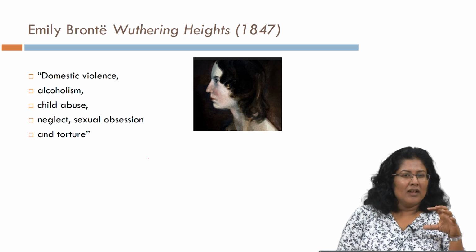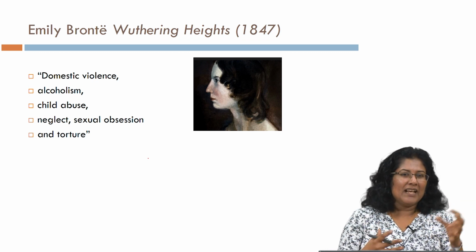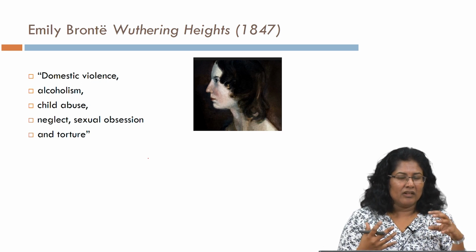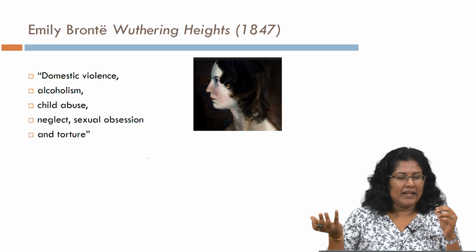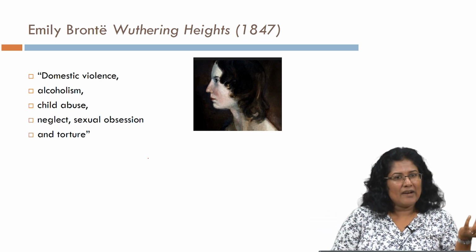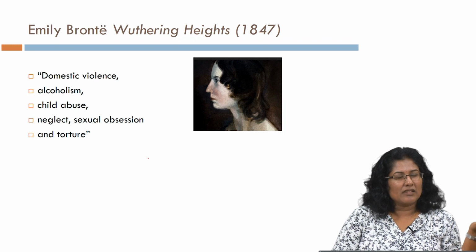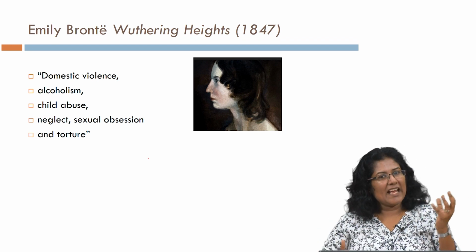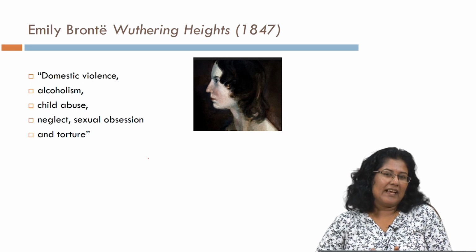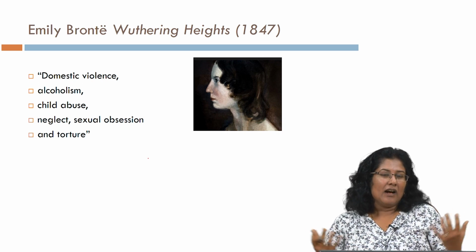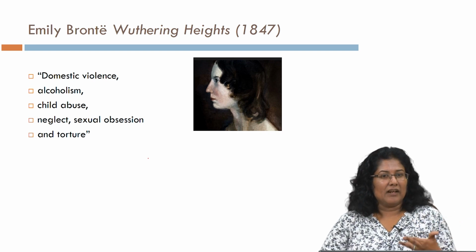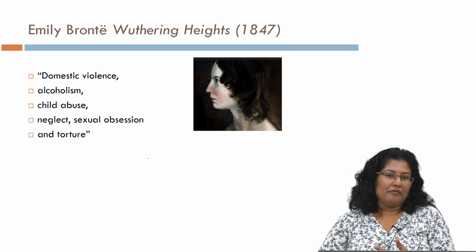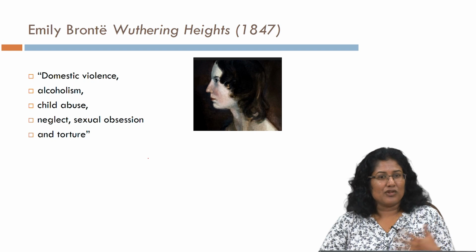So these are some of the key subject matter of this particular novel, and these aspects also share some of the themes that are found in the Gothic narrative. So we do have domestic violence in Gothic fiction, we have alcoholism, we have child abuse, and so we can see how the Gothic subject matter and the subject matter that we find in Wuthering Heights resemble one another, and especially sexual obsession is something that some of the villains in Gothic fiction very frequently manifest, and torture, of course.